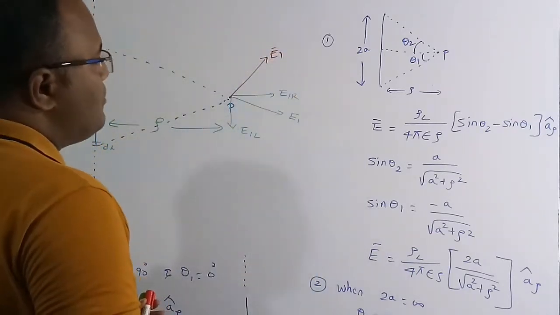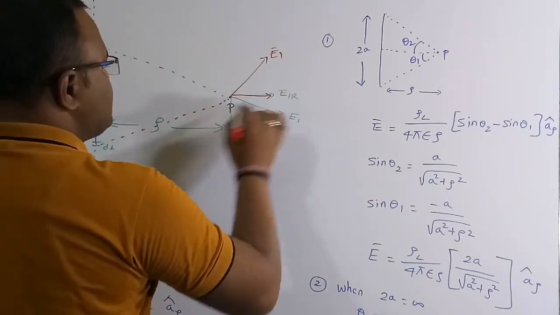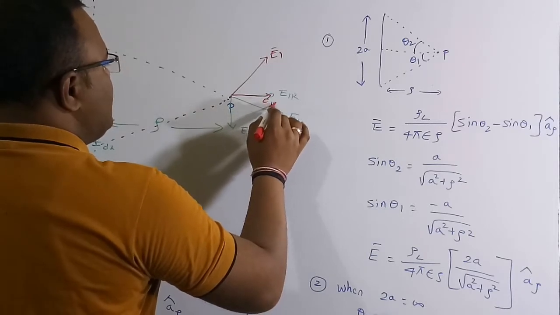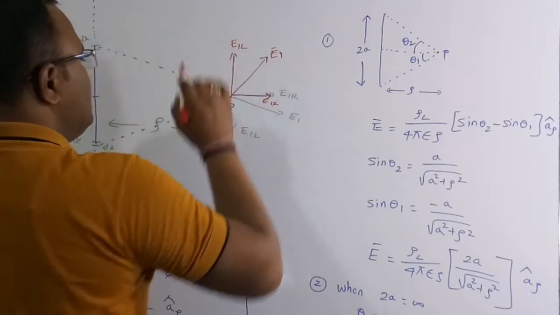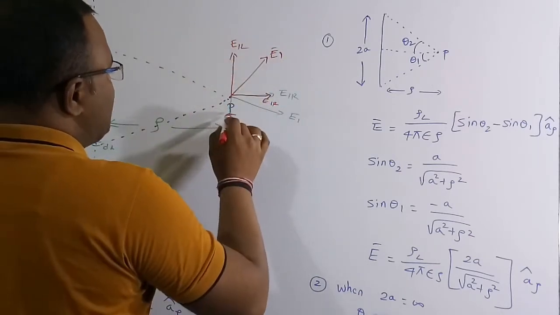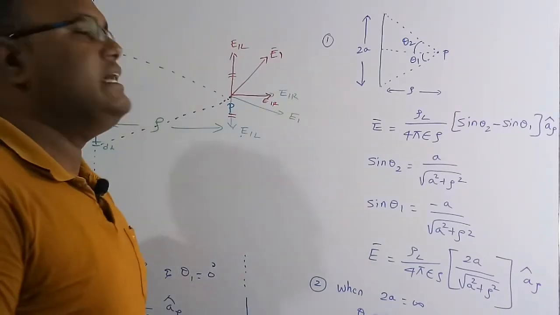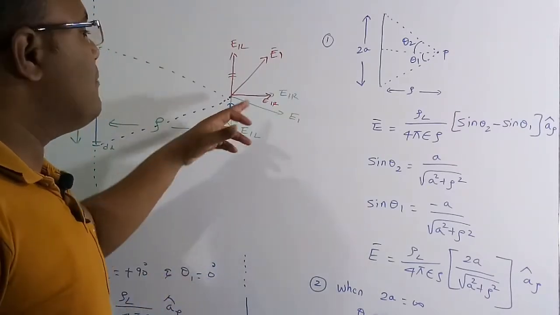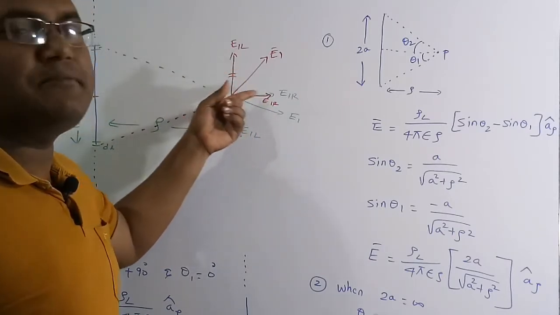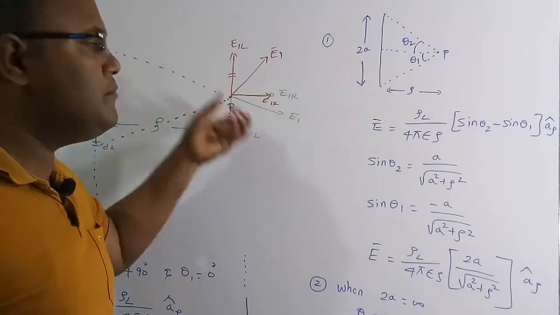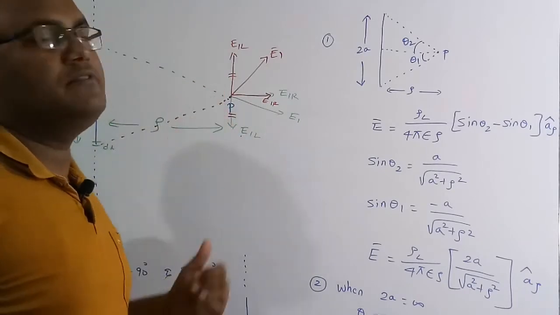If you take the components in the radial direction and the longitudinal direction, the radial component will be in the same direction as the previous one, which is E1R again, and this will again be E1L. These two longitudinal components are equal in magnitude and opposite in direction. Therefore the net electric field in the longitudinal direction is equal to 0. Whereas the radial components of both the vectors are in the same direction. Therefore the net electric field will always be in the radial direction, but not in the longitudinal direction.